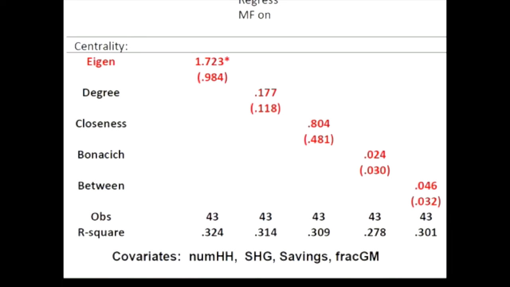And a lot of the explanation is coming from the number of households, the self-help group, and characteristics of the villages in terms of other demographic variables. Okay.